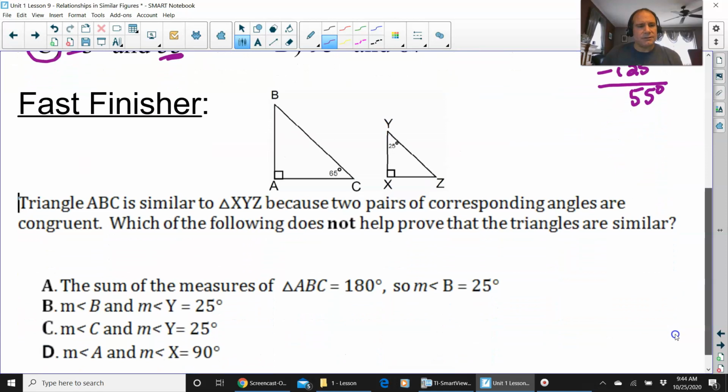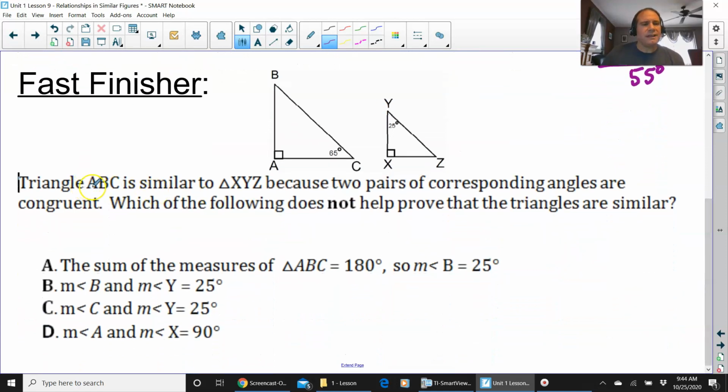The fast finisher says triangle ABC is similar to XYZ because two pairs of corresponding angles are congruent. So that means the two pairs of corresponding angles are congruent, this one and this one. Which one does not help prove that the triangles are similar? Which of the following does not help? Okay, so let's see. I have to get B. The sum of measures of triangle ABC equals 180 degrees, so the measure of angle B is 25.